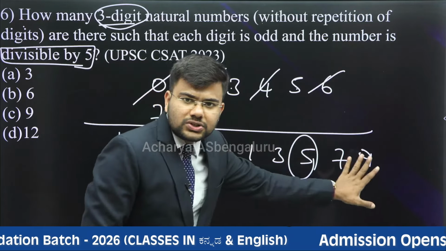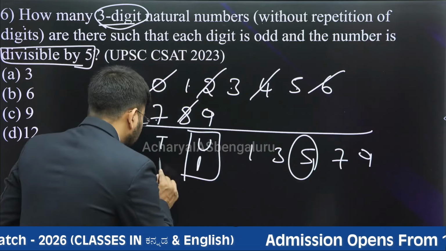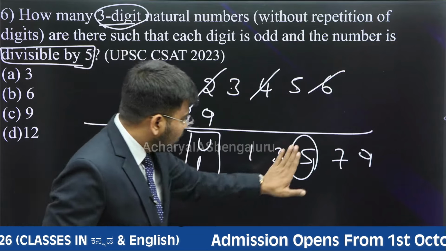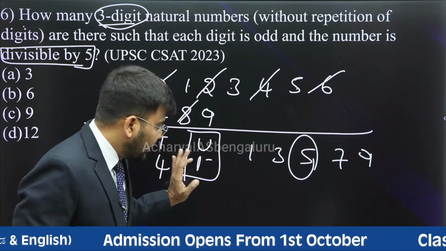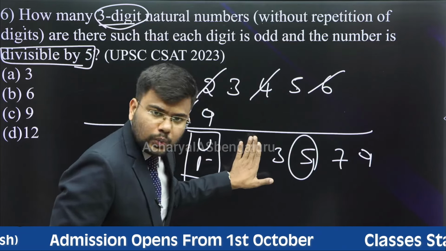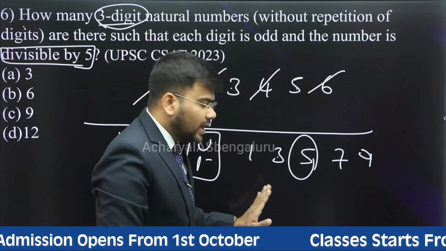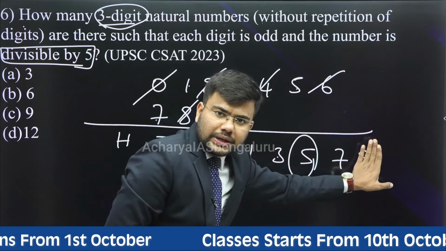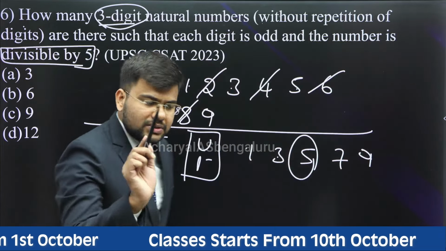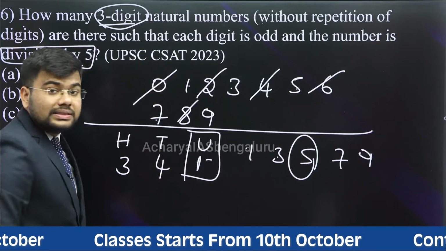How many digits are left out? 4 digits are left out. So I will put 4. Now leaving that 5, I will put one more digit here. If I have put 1, I'll be left with 3, 7, 9. If I have put 7, I'll be left with 1, 3, 9. If I would have put 9, I will be left with 1, 3, 7. Hence, I will be left with only 3 numbers.